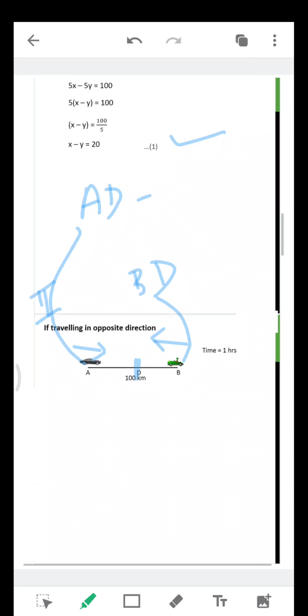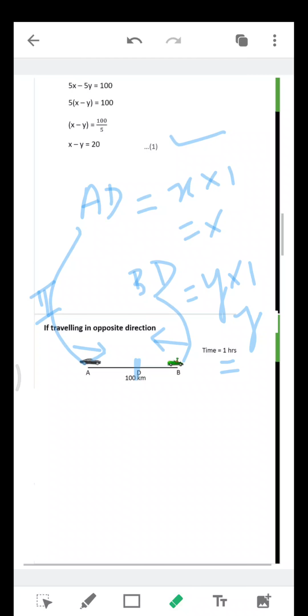So here also I can frame an equation by applying the formula. Distance AD is equal to speed into time. The speed of the first car is x, and what is the time? They have taken 1 hour, so x into 1 will be x. And distance BD, distance traveled by the green car, is equal to speed into time. What is the speed of the second car? y, into how much time they have traveled? 1. y into 1 is y.